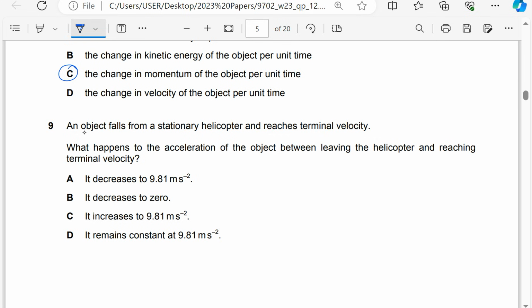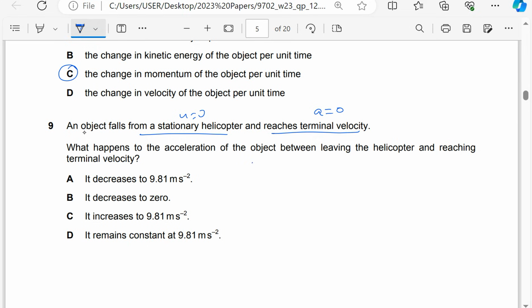An object falls from a stationary helicopter, which means initial velocity is 0, and reaches terminal velocity. At terminal velocity, acceleration becomes 0 because v is constant. What happens to the acceleration of the object between leaving the helicopter and reaching terminal velocity?